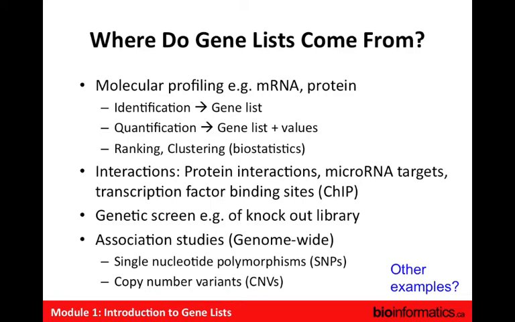You can just identify a set of genes. Some of these technologies just identify genes, and so they're not associated with any kind of additional numbers. You just get a flat gene list, and sometimes you get some quantification, some additional number, which is basically gene list plus values, and allows you to rank or cluster the information.